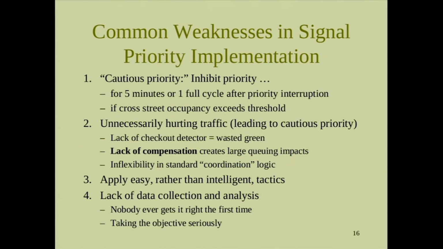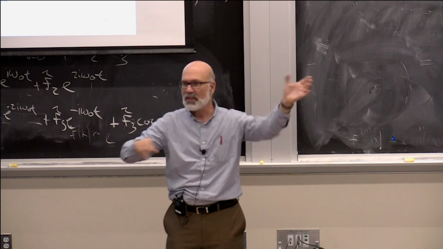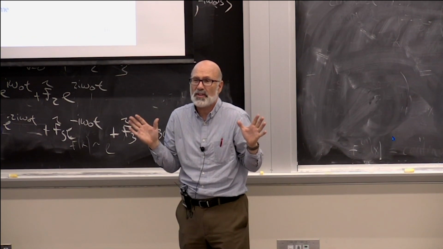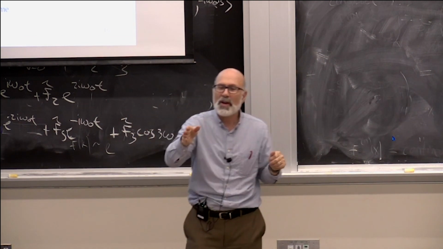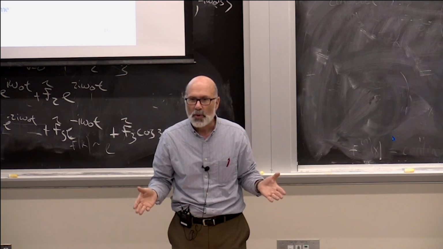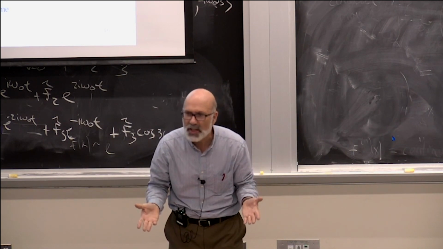Okay, before I go into more tactics, let me go through this list of common weaknesses in trying to do it. One weakness that I've seen a lot here in the US is what I call cautious priority. They put all this equipment into the transit priority system, but the traffic engineers are so afraid it's going to screw up traffic that they'll say, once we give priority to a bus, we inhibit the whole system for 5 minutes to give the signal a chance to recover. Or we inhibit it at least for another cycle.